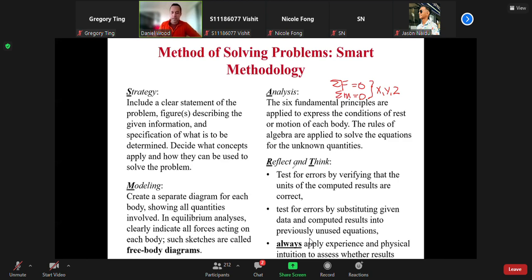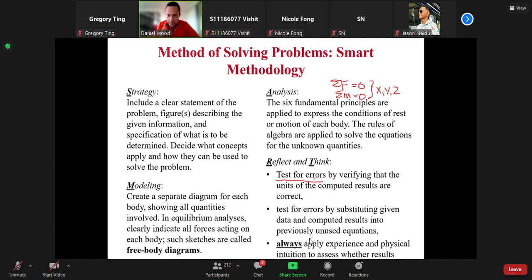Test for errors. This is so important. Test for errors by verifying that the units of the computed results are correct. You need to test for errors, guys. Some of you are just following through with calculations and you're not thinking about whether the magnitude is correct. Sometimes you are orders of magnitude out and you don't even realize it, okay? Sometimes you've got an answer that is clearly in millimeters and then you write meters as the final units. That just requires you to put a bit of common sense and thought into it and realize what units you are in.